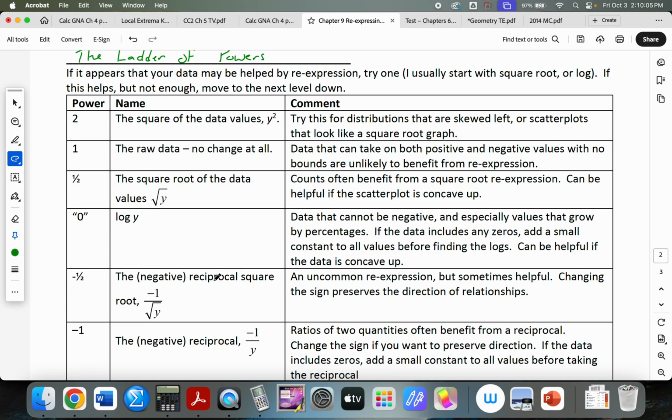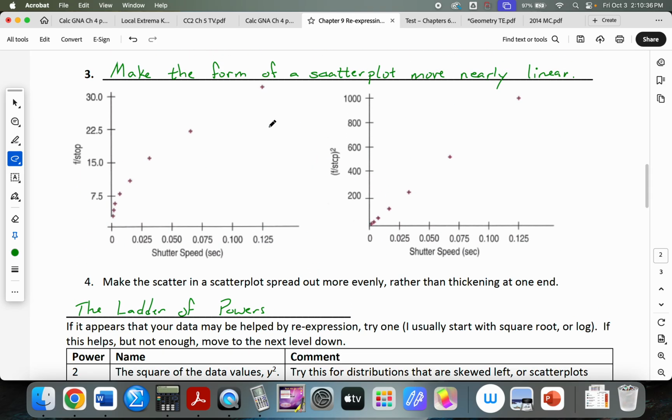And I said I usually start with either a square root or a logarithm. If this helps but not enough, then move to the next level down. So you can square the data values. This helps for things that are skewed left, or scatter plots that look kind of like a square root value. So you're squaring the y values. That's what we did up here. We squared the y values. Because this looks like a square root function, it helps straighten it out some.